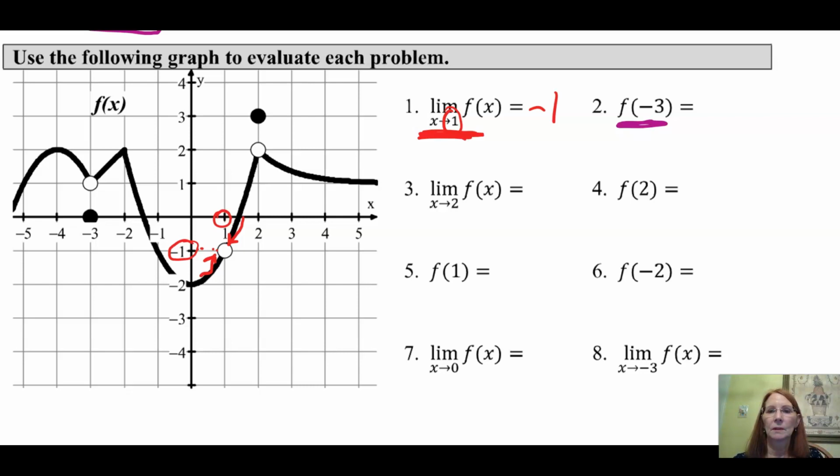Number 2, f of -3. Now that's a function value, so you go to -3 and you look for the actual point that's there, which is 0.